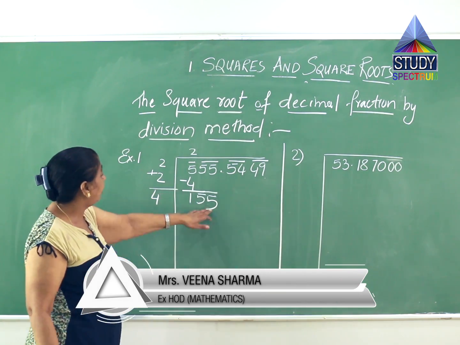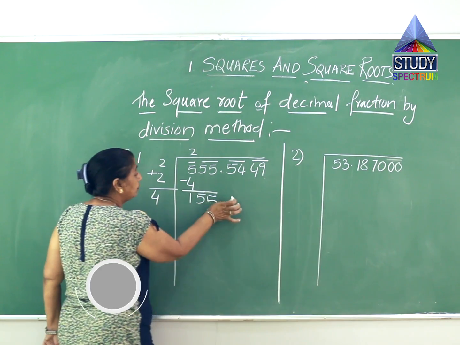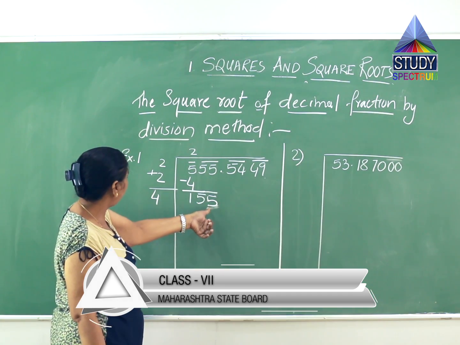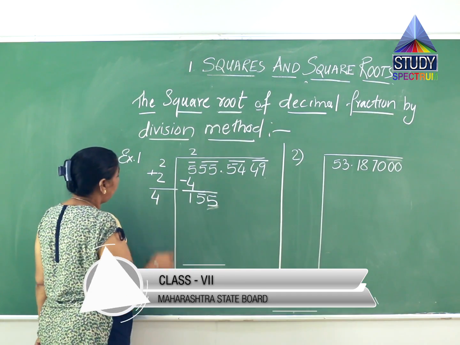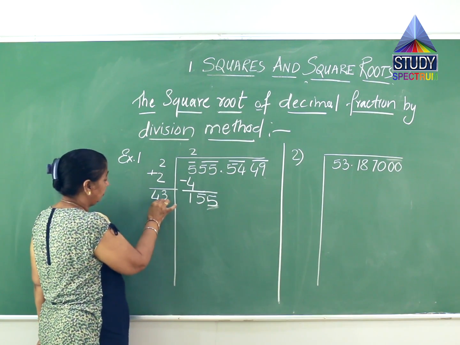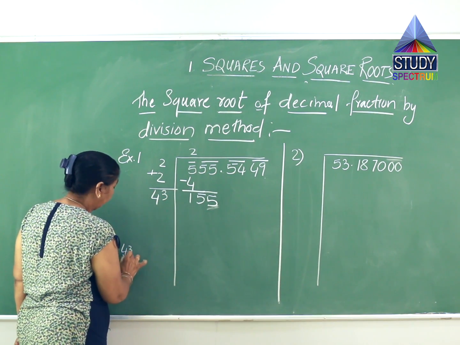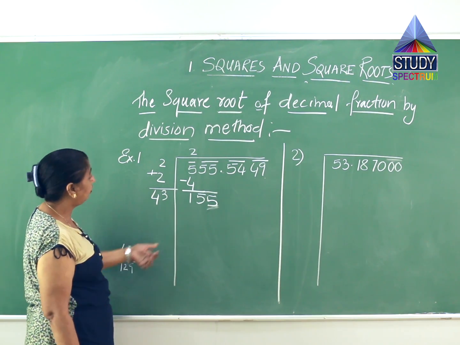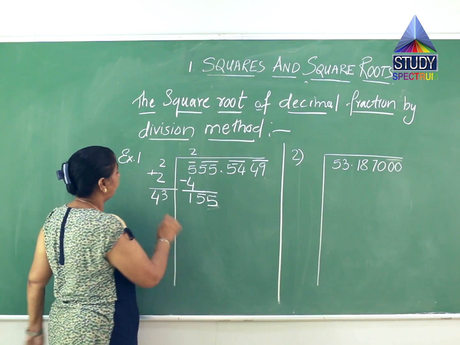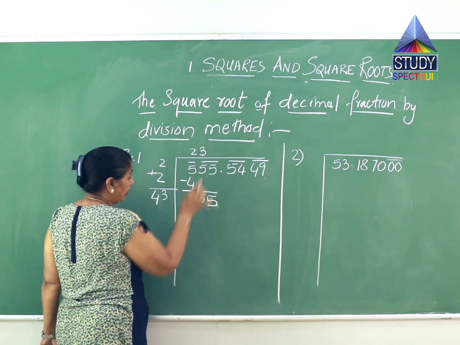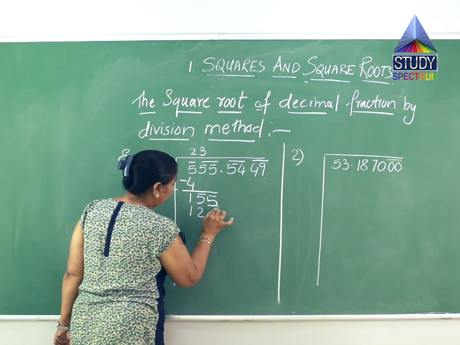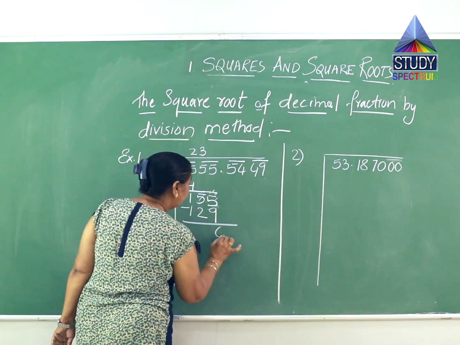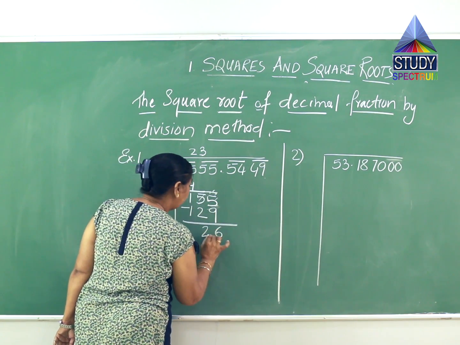Now the next step is I have to find such a number that after multiplying gives me 155 or near to that. Now I'll take 3 over here. Multiplying 43 by 3: 3 3s are 9 and 3 4s are 12. That is 129, which is somewhat near to 155. So 43 multiplied by 3 gives us 129. Subtracting that, 15 minus 9 will give you 6, 4 minus 2 will give you 2.